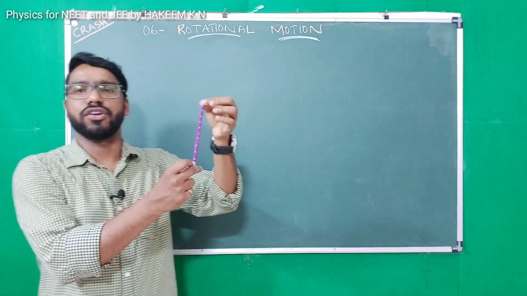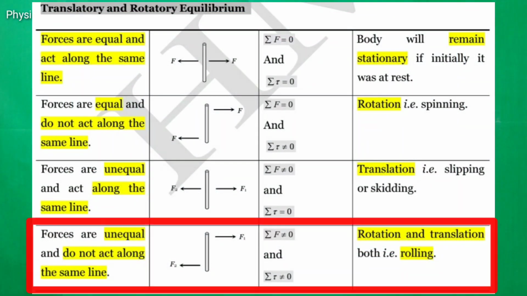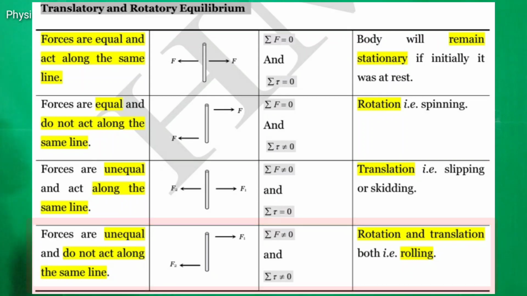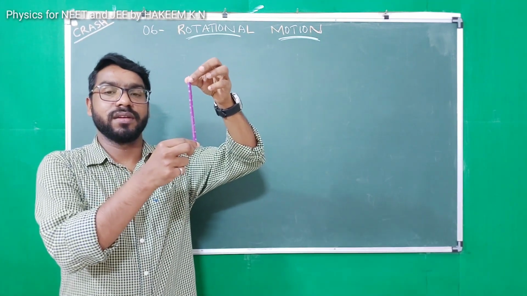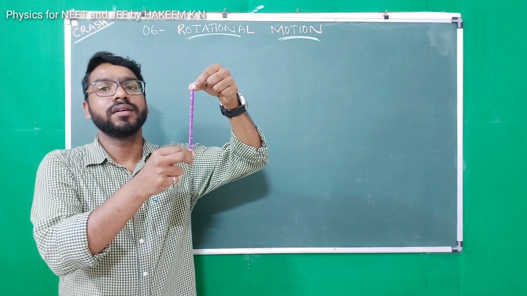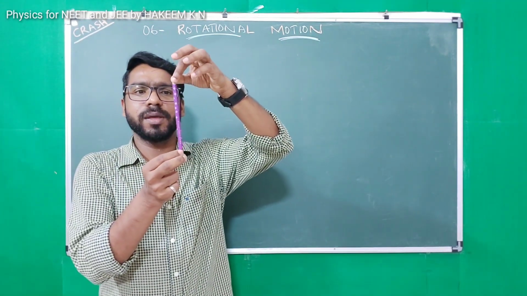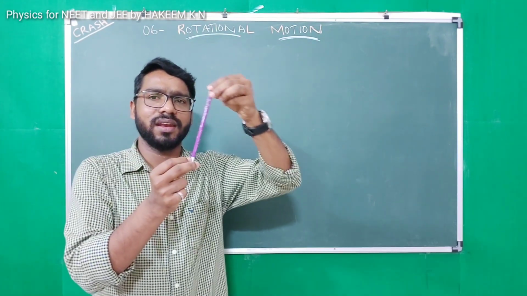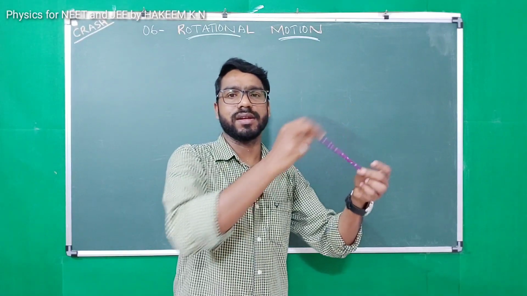Unequal forces are acting on the body, and they are acting at different positions. Then what happens? Net force cannot be 0, and body will rotate also. Then what happens? Body possesses rotation and translation.